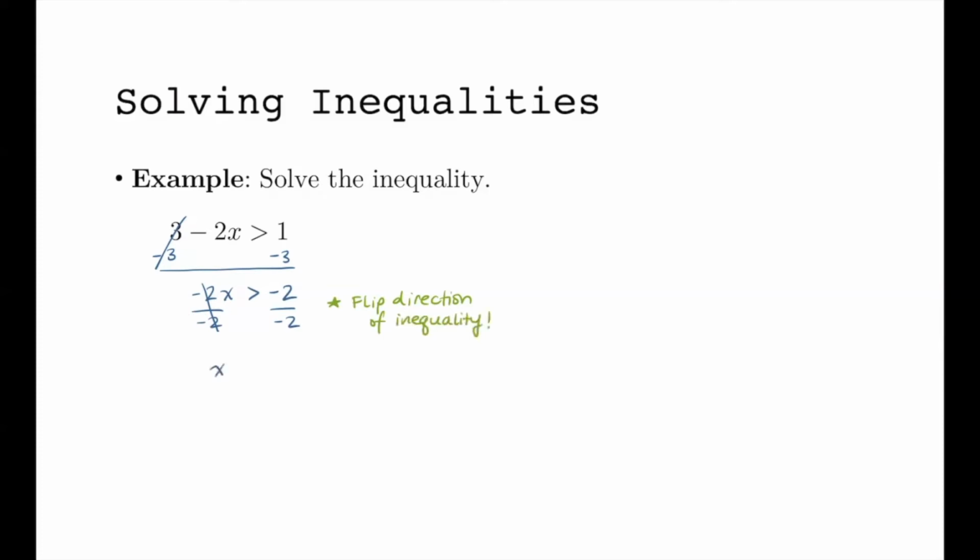So this will just be positive x on the left-hand side, but this will become less than now, and negative 2 divided by negative 2 is positive 1. So here is our solution to the inequality. But we just spent a lot of time talking about intervals and interval notation. So we want to be able to fluently represent this on a number line and also using interval notation.